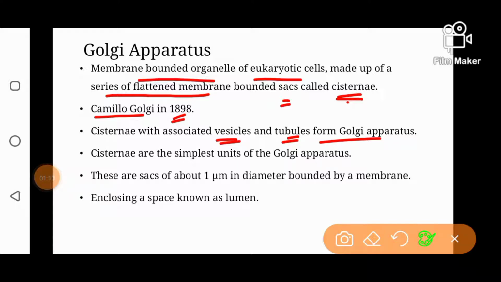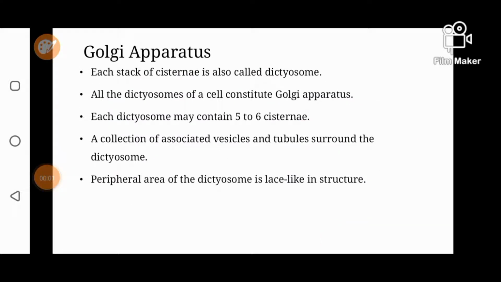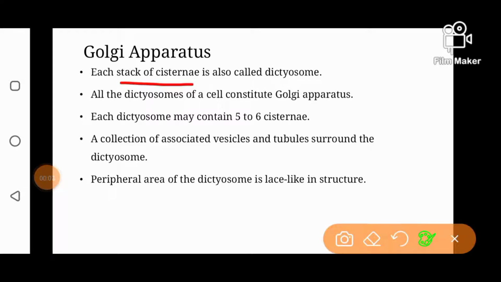These cisternae are about 1 micrometer in diameter and they are bounded by a membrane enclosing a space known as lumen. As we now know, Golgi apparatus is a stack of cisternae, a stack of membrane bounded sacs. Each stack of cisternae is also known as dictyosome, and all the dictyosomes of a cell constitute the complete Golgi apparatus. So we can call dictyosomes the units of Golgi apparatus.